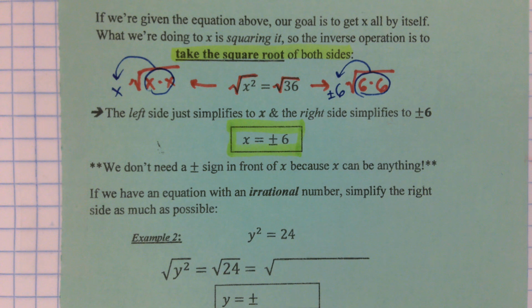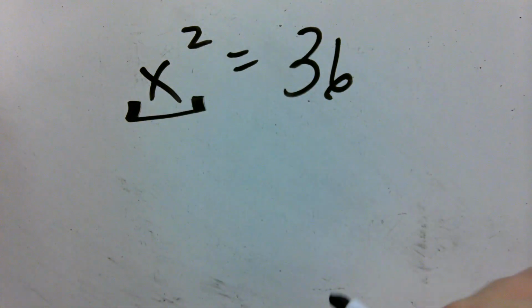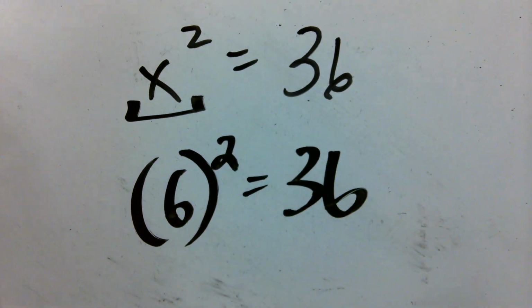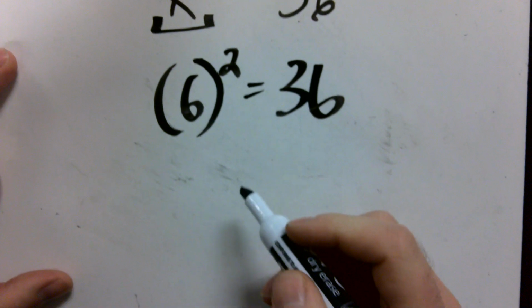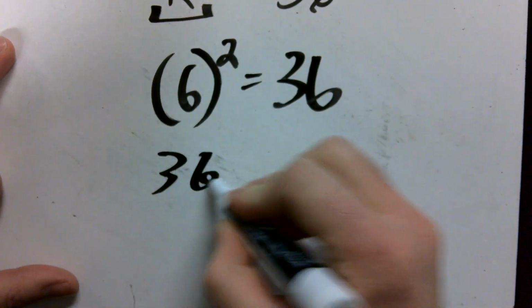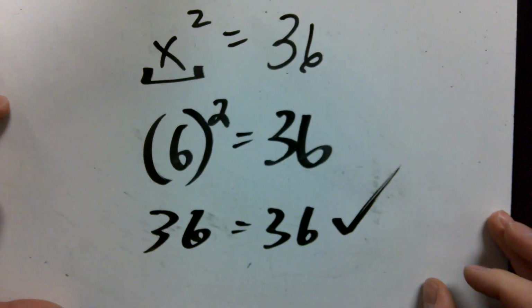Everyone follow that process, what we did there? Okay. What if we were to plug that back in? We had x squared equals 36, and we found that x was equal to 6. So if I plug in 6, would that give me a true statement? What is 6 squared? 6 times 6, which equals 36. Does 36 equal 36? Yeah. So that works out.